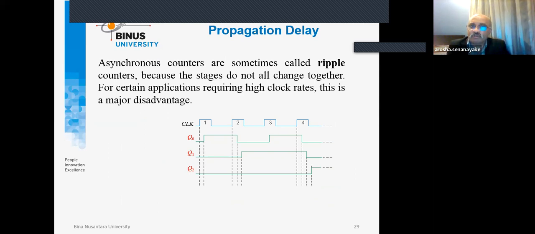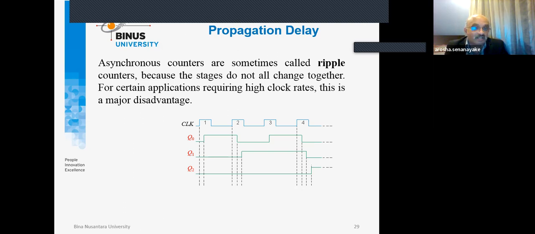Asynchronous counters are sometimes called ripple counters, because stages do not all change together. So the ripple means that. Therefore, for certain applications requiring high clock rates, this is a major disadvantage. As you have already noticed, when it comes to 3-bit counters, the so-called clock rate is 4 times when it comes to the most significant bit. That's where you have to understand what propagation delay is.